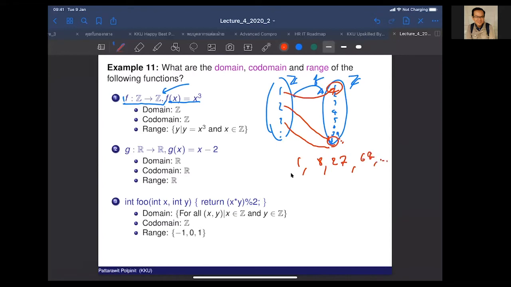Okay, so I'm going to answer this with another set, using the definition of a set. I'm going to say the range is the set of y where y is equal to x to the power of 3, and x is in the integer set. So you can pick x to be 1, 2, 3, 4, 5, or 0, or minus 1, anything. And then the range will come out, okay?